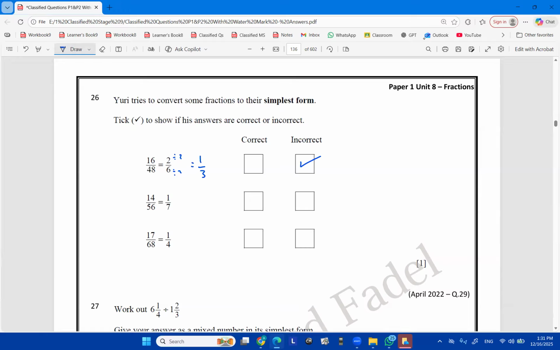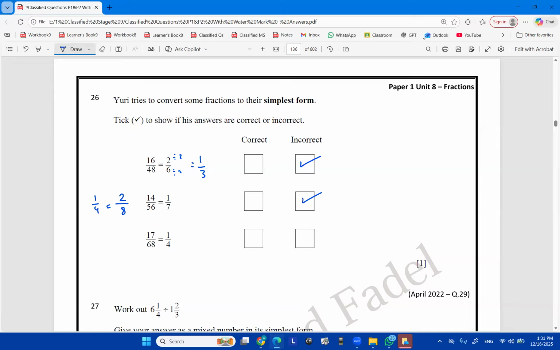The other one over here is dividing by 7, dividing by 14 is 1. Now here, dividing by 14, is it going to give you a 7? Well, definitely no, mister, because 56 divided by 8 is a 7, so it is also incorrect. Or if you would like to simplify it yourself, you can just say I'm going to divide by 7, it's going to become 2, divide by 7, it's going to become 8. Then divide by 2 and divide by 2, it's going to become 1 over 4. Mister, it's not 1 over 7.